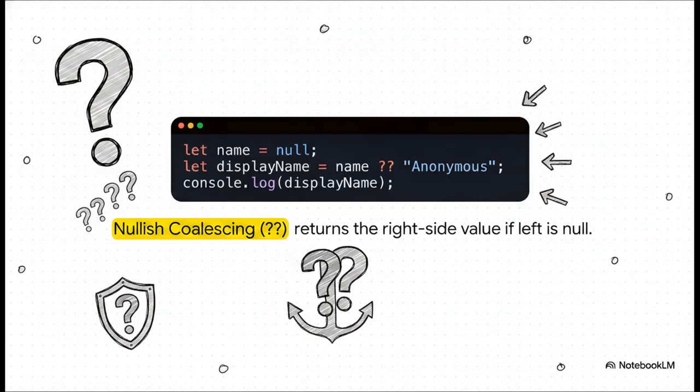First up is the nullish coalescing operator. Yeah, those two question marks. This provides a brilliant, super safe way to set default values when you're dealing specifically with null or undefined. Unlike the logical OR operator, which triggers on literally any falsy value like a 0 or an empty string, nullish coalescing strictly targets null or undefined. It's a real game changer for preventing nasty UI bugs.